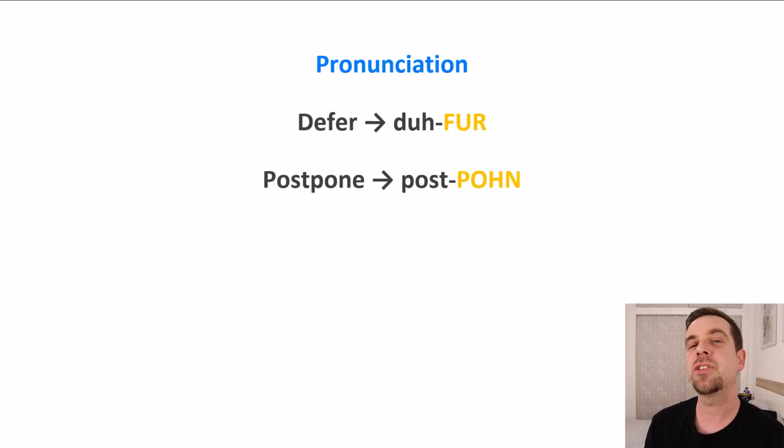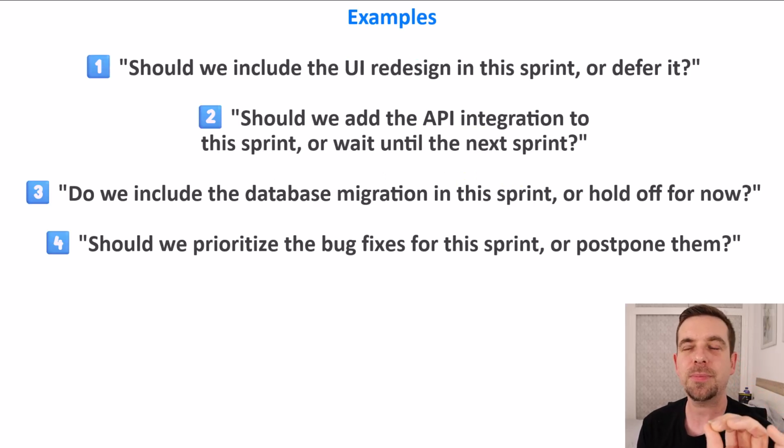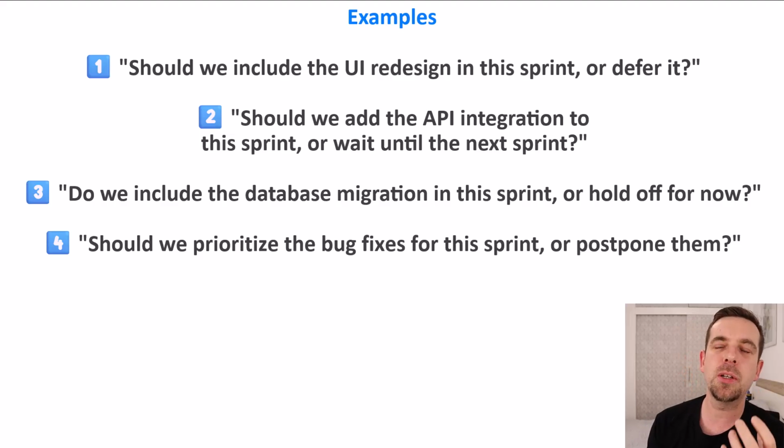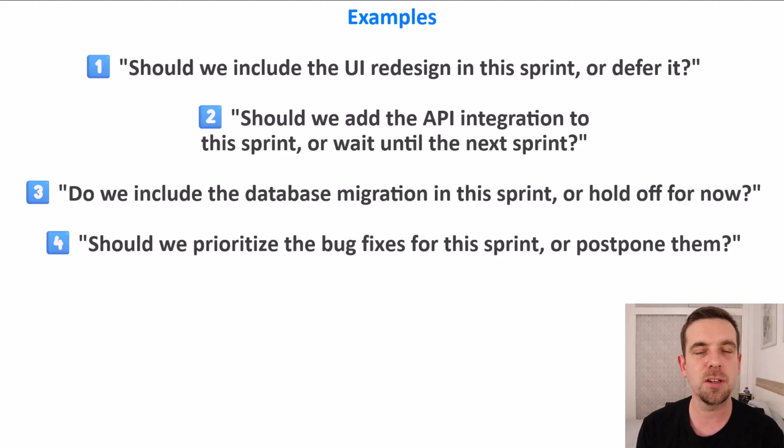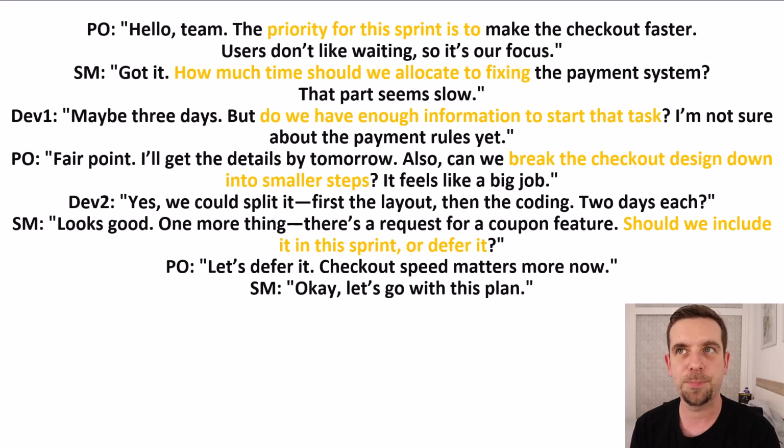Now the pronunciation here is defer, right? And then postpone. See that last syllable? Postpone. Some examples. Should we include the UI redesign in the sprint or defer it? Should we add the API integration to the sprint or wait until the next sprint? Do we include the database migration in the sprint or hold off for now? Should we prioritize the bug fixes for the sprint or postpone them?